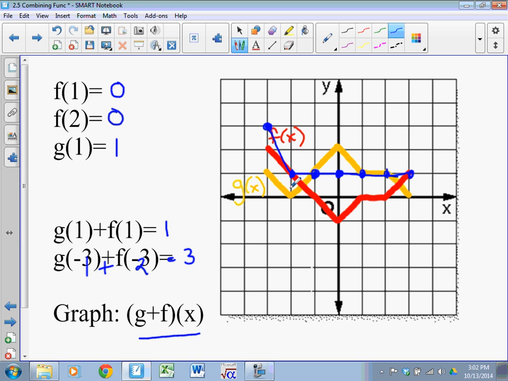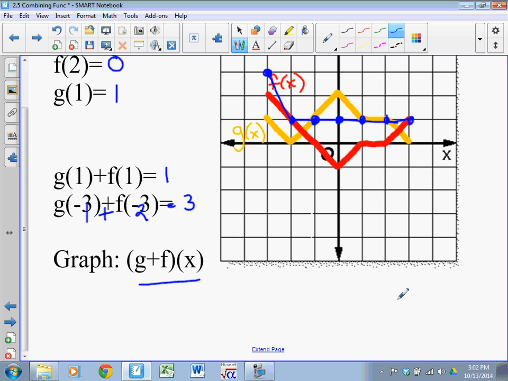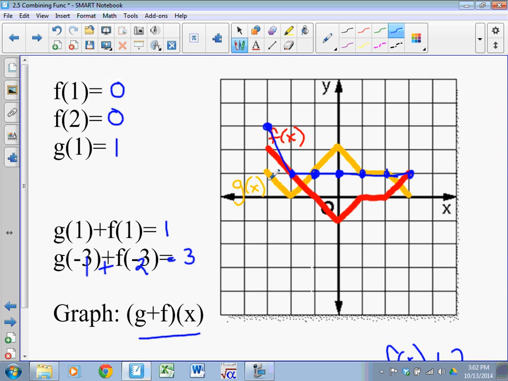This is similar to when we did our transformations. If I said, what is f of x plus 2? It just added 2 to every value, moved it up 2. Now, we're not just adding one number, we're looking at another function, so it has different values as we go.